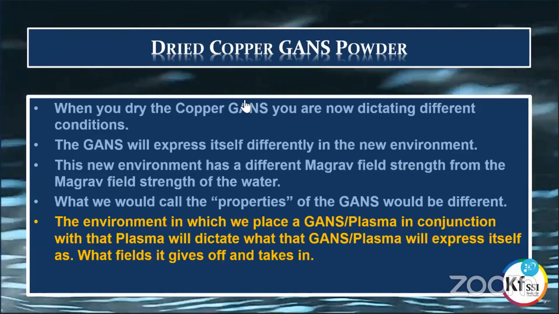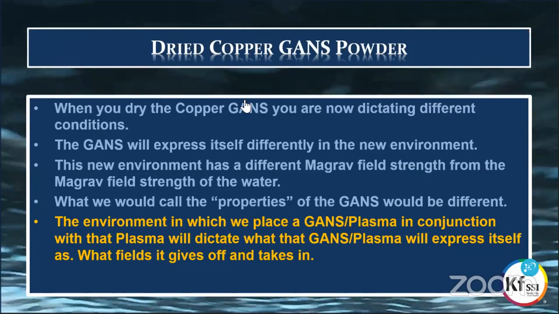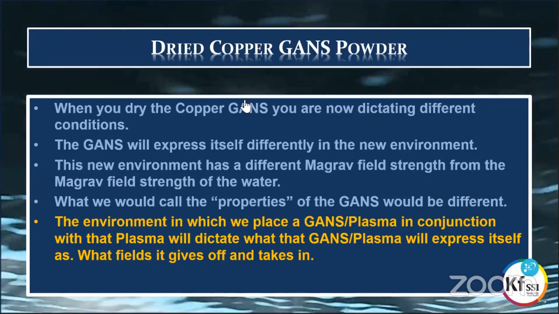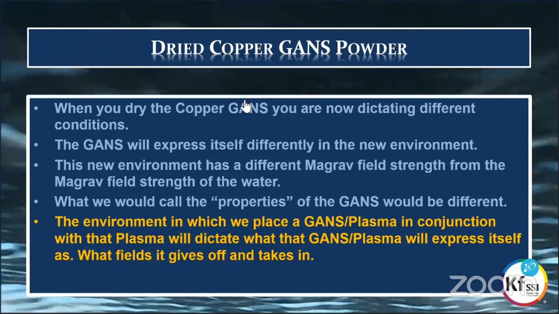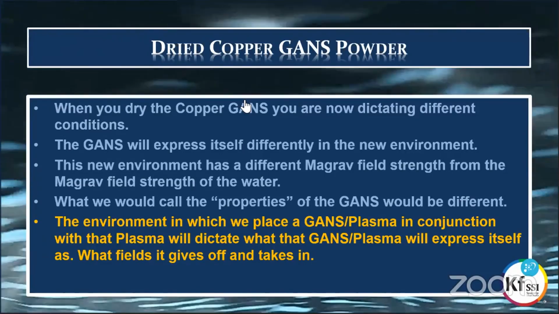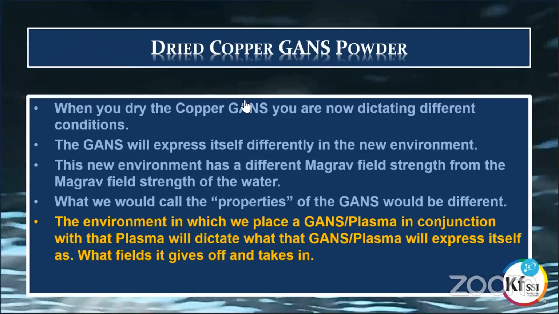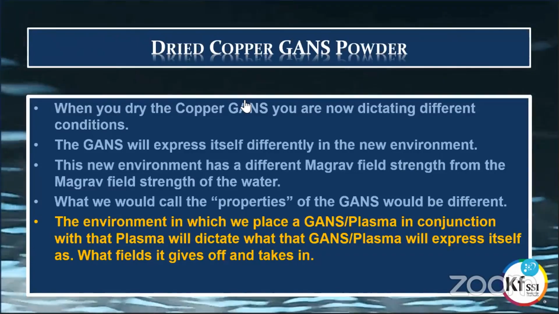When we take that GaNs and we dry it, we've now got it in what we would call the atmosphere environment of Earth, but it's a different magnetic or gravitational field environment. And so this dried GaNs, in interaction with the new environment, is going to express itself differently, give off and take in different fields, and will have a different effect.